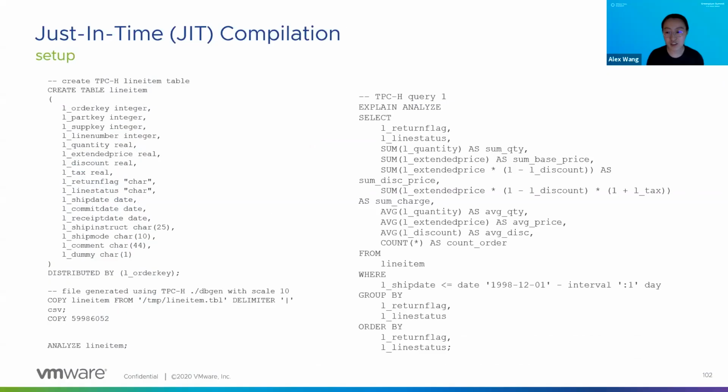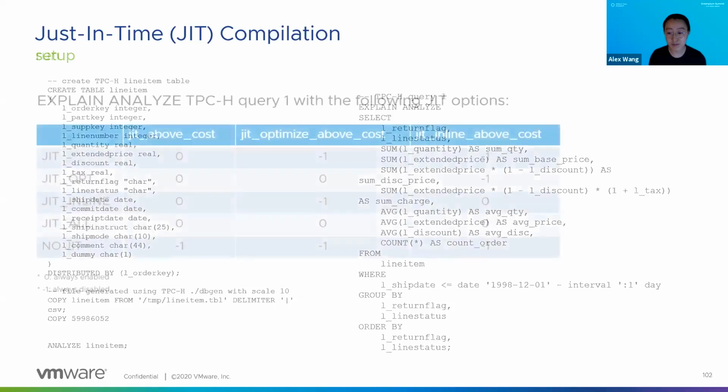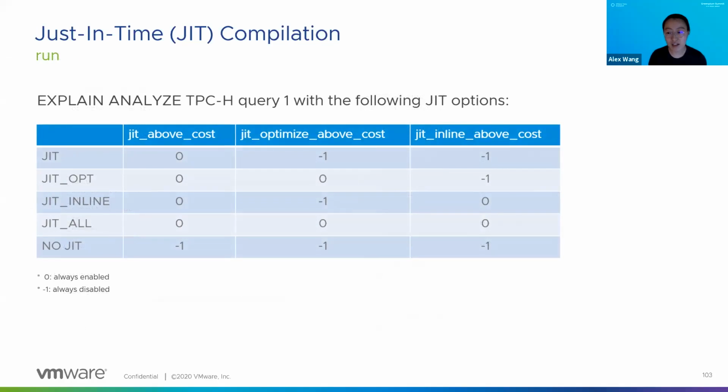So to play with JIT, for starters, we use the TPCH query number 1, which is known as a good JIT candidate. And here's the setup. We create a table lineitem. We copy some data from a generated file into this table, which is about 60 million rows. And then we analyze the table. And then for the query, as you can see, it has a lot of expressions and aggregates, and it only scans one table.